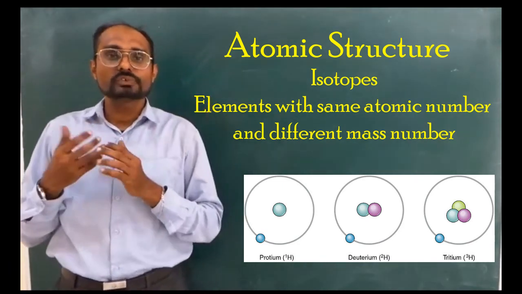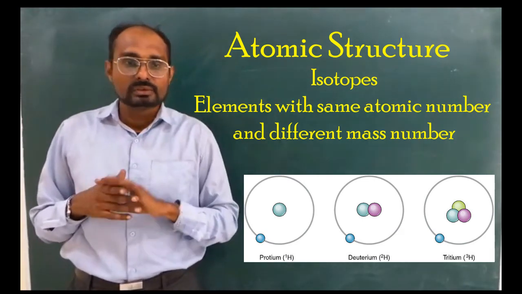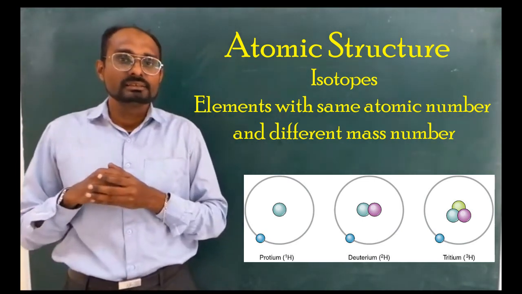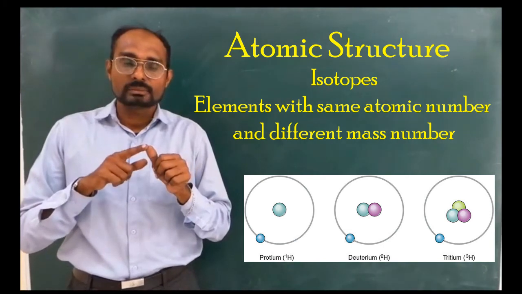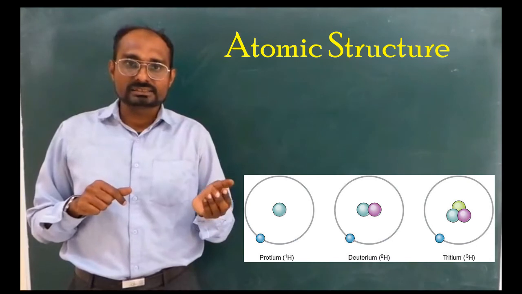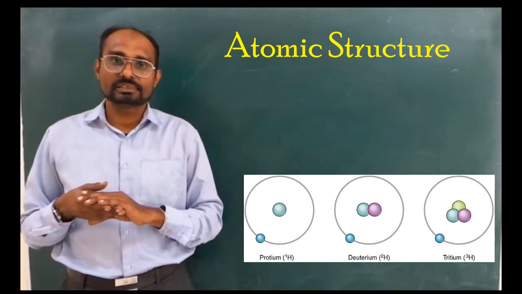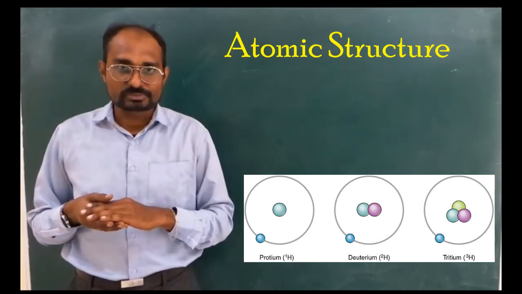Normally, we say hydrogen's atomic number is 1, so the mass number is 1. Whereas in this case, what is happening? The atomic number is 1, but the mass number is differing. Now these particles which have the same atomic number but a different mass number are called isotopes.